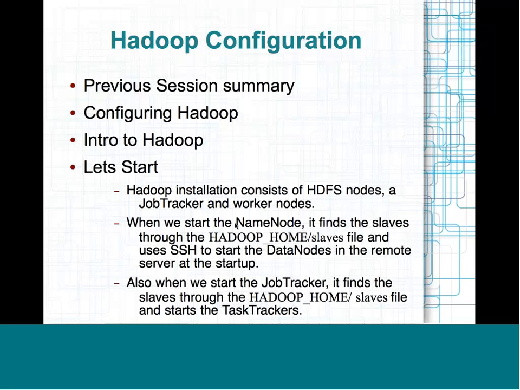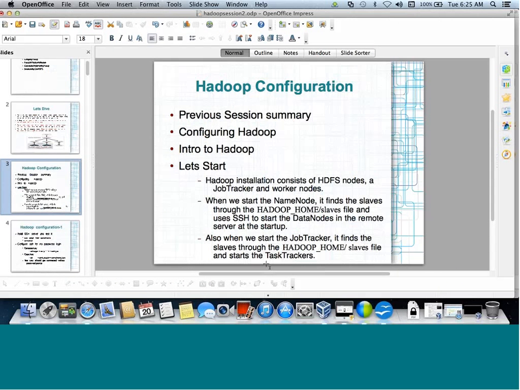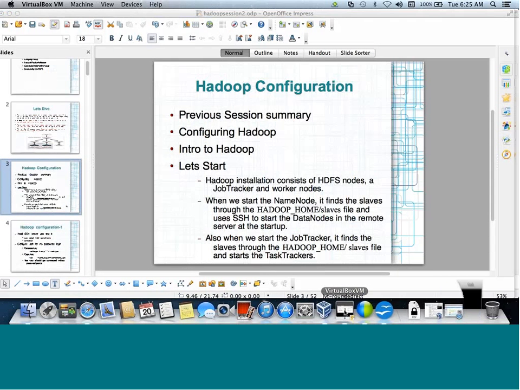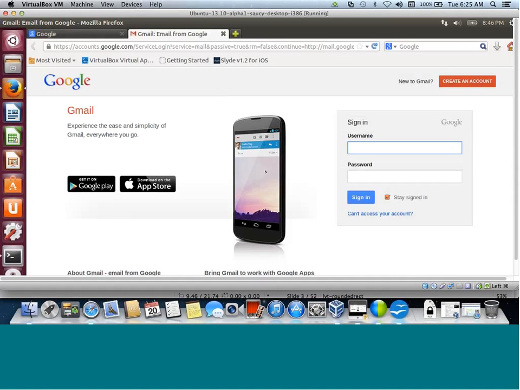If the name node configuration file is configured properly, it will go and look for slaves under the slaves file, and it will use SSH to start the data node on the remote server at startup. Okay, so it goes to slaves. In slaves, whatever IP address you have specified, that I also told you in the last session, important configuration files.